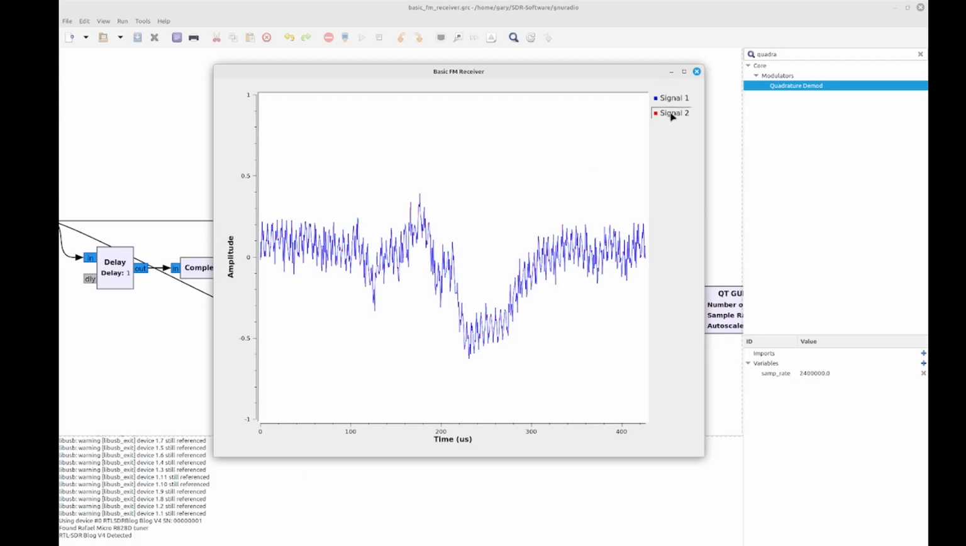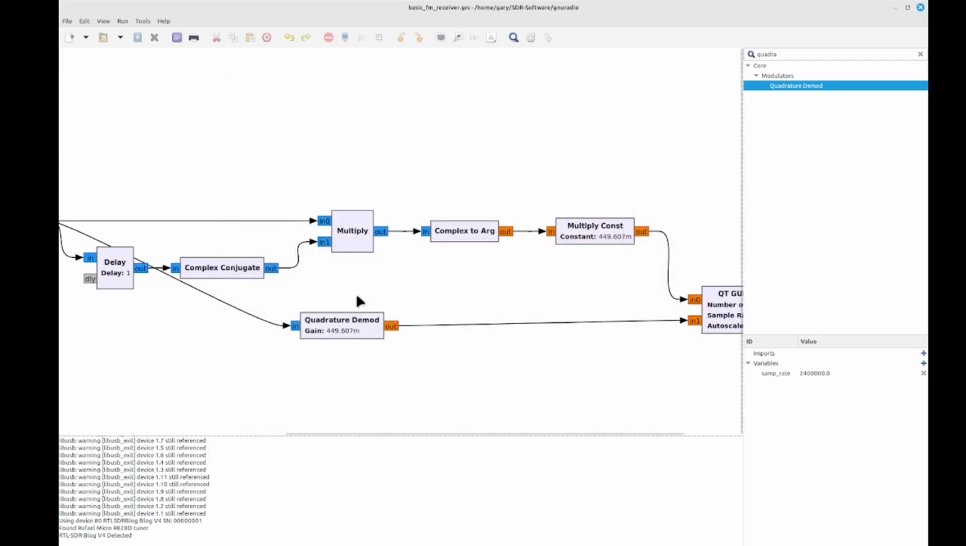So now if I just turn this off, notice they are exactly the same. It's because they are exactly the same. I've created the exact same circuit inside of the Quadrature Demod block. This is the block, the general FM or frequency demodulation block. It's called Quadrature Demod. I really don't like that name.